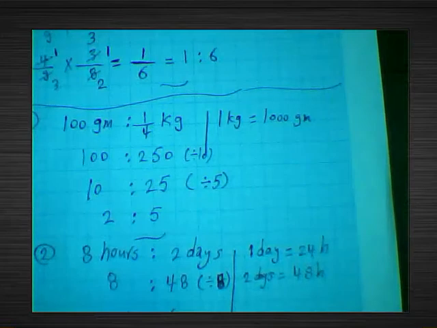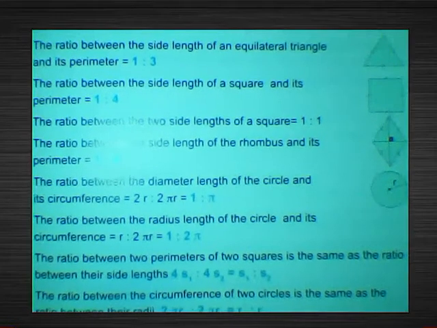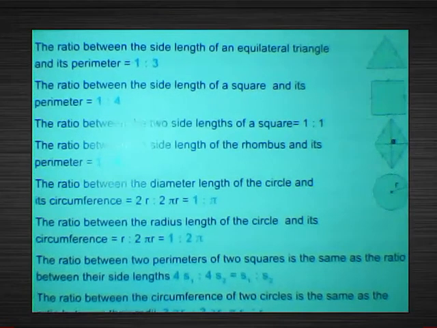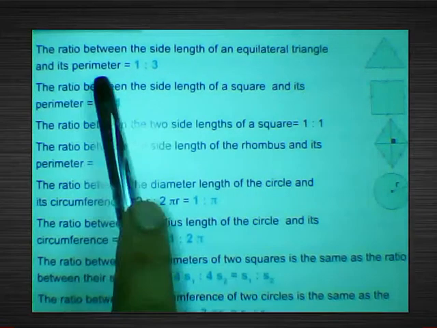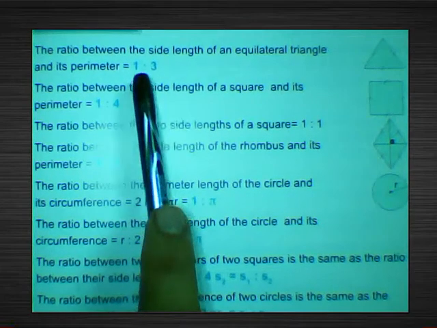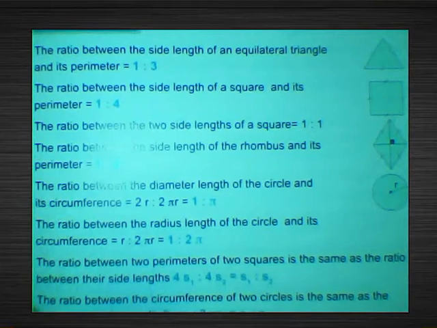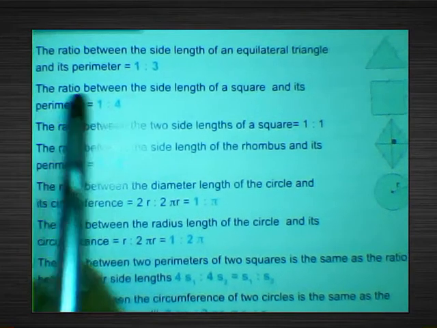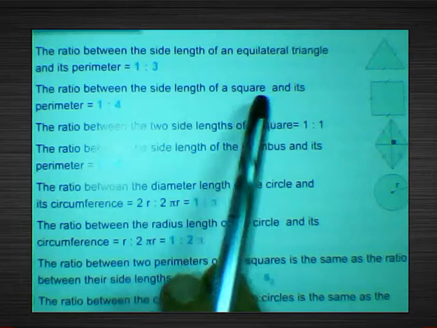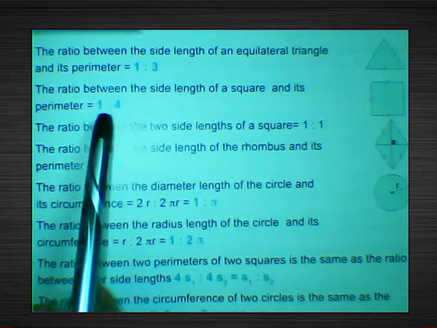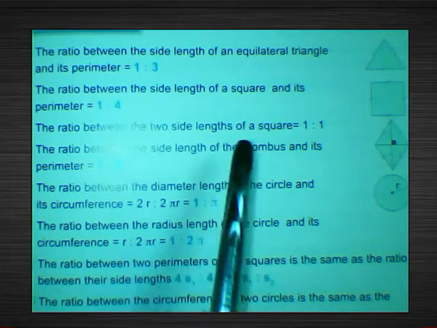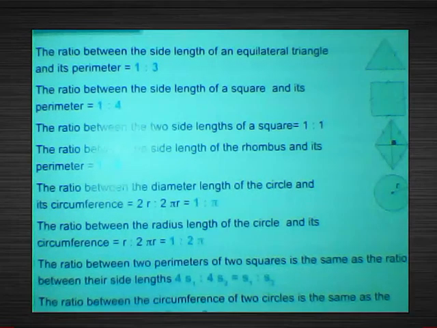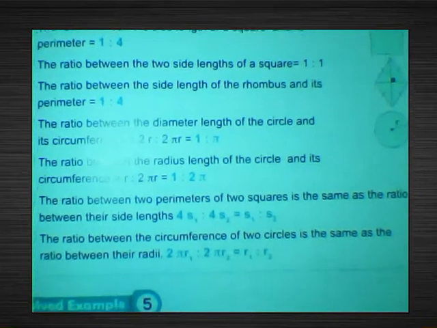Okay, we will talk about another example. Important ratios. Look at number 1, the ratio between the side length of an equilateral triangle and its perimeter equals 1 to 3. Number 2, the ratio between the side length of a square and its perimeter equals 1 to 4. The ratio between the two side lengths of a square equals 1 to 1. Keep it in your mind and don't forget it.